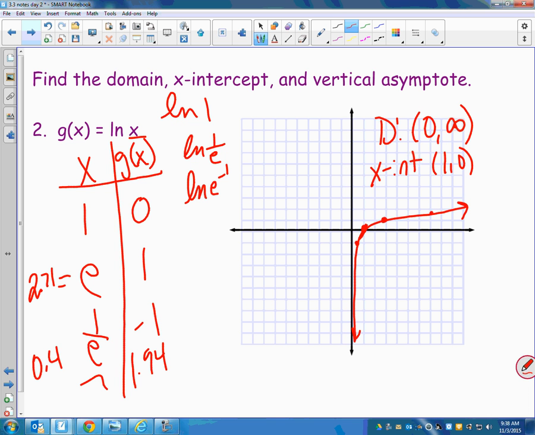And the vertical asymptote, remember, asymptotes are equations. The vertical asymptote is what we're never getting to, which in this case is going to be x equals 0. And the only way that's going to change is if we translate that left or right, right? So if we slide it over by adding or subtracting a number, that's going to change our vertical asymptote. Questions about that?